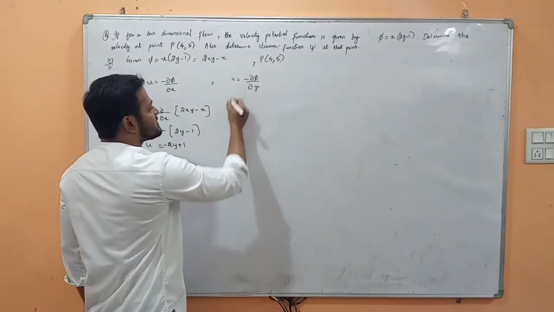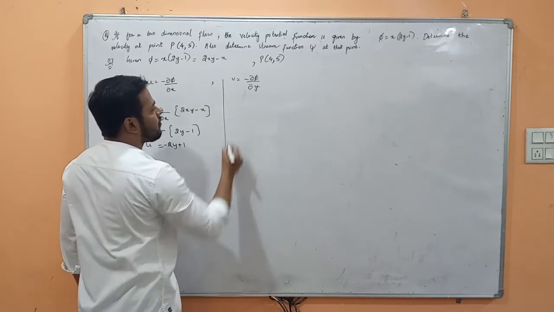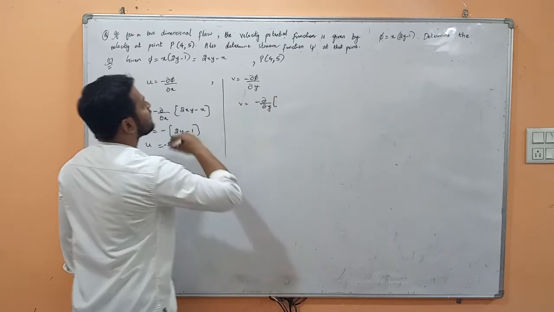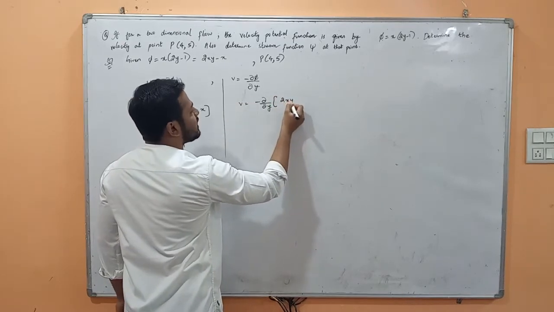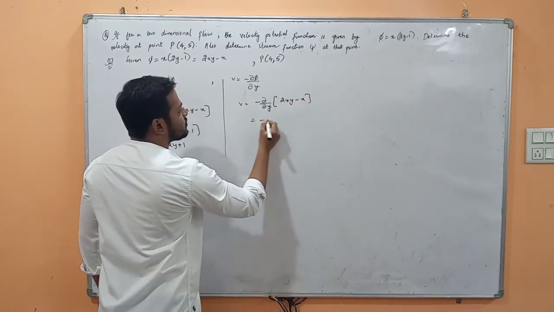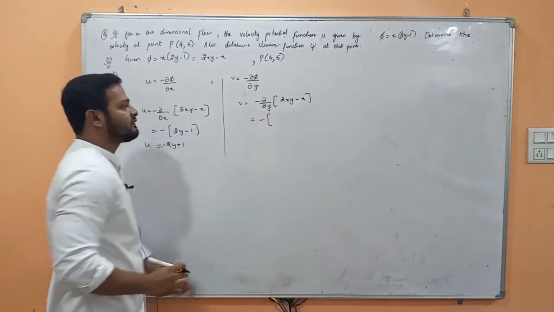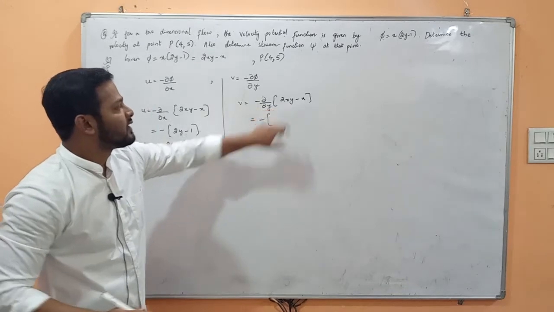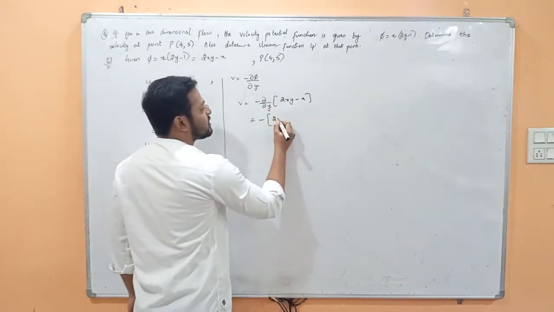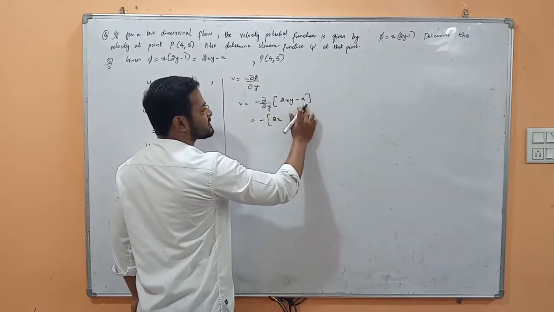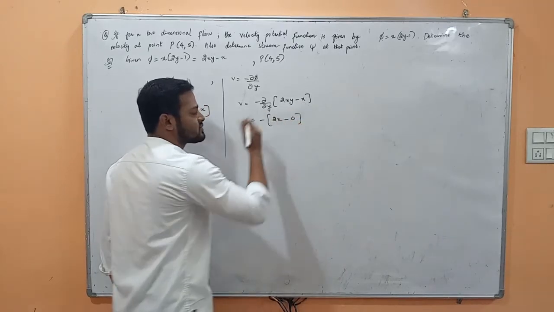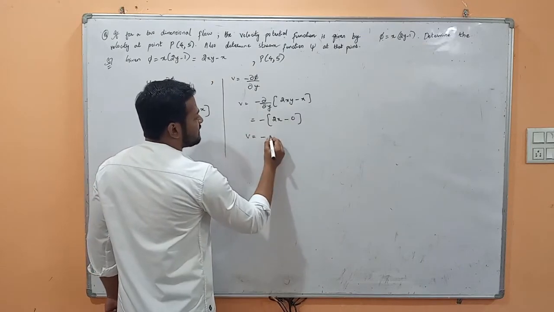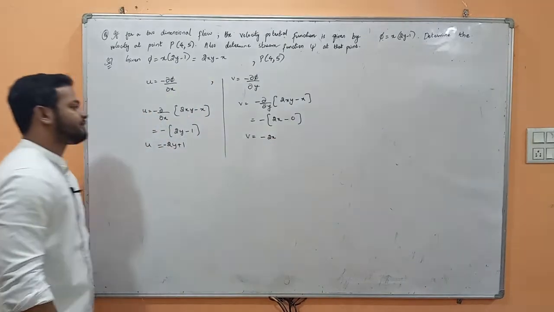Similarly, you can find out this v value. So v is equal to minus dou by dou y of phi. Okay, so phi is 2xy minus x. Partially differentiating with respect to y means x will be constant. So dou by dou y of y is 1, so what's remaining? 2x, and dou by dou y of x will become 0 because this is partial differentiation. Okay, so what is the value of v? v is equal to minus 2x.